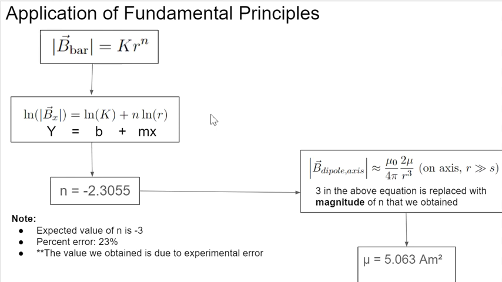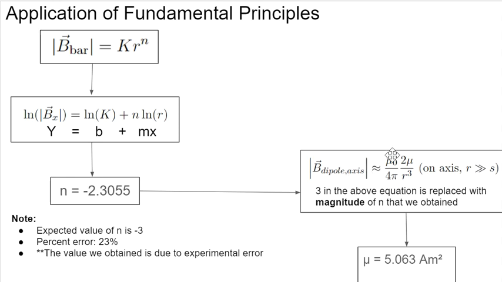And so for the application of the fundamental principles, we use this equation, and then if we took the natural log of both sides of the equation, we ended up with a y equals mx plus b equation, and then we were able to solve for N, which was negative 2.3055. And we should note that the expected value for N is negative 3, and so the percent error in our calculation was 23%. But we know that the value we obtained is due to experimental error.